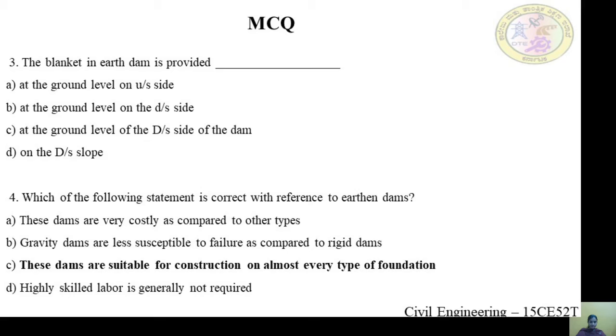Which of the following statements is correct with reference to the earthen dam? These dams are very costly as compared to other types. Gravity dams are less susceptible to failure compared to rigid dams. These dams are suitable for construction on almost every type of foundation. Highly skilled labor is generally not required. So the correct statement is that these dams are suitable for construction on almost every type of foundation.